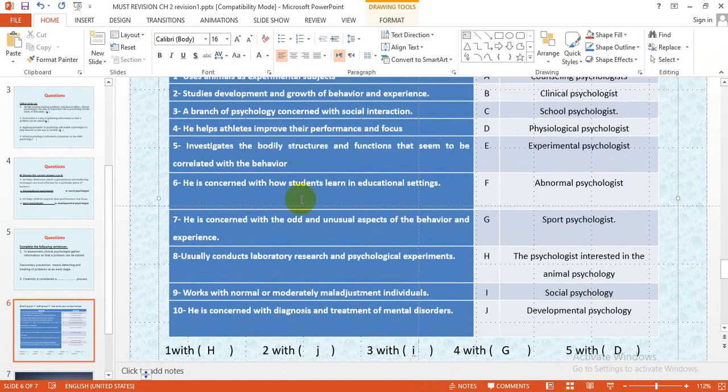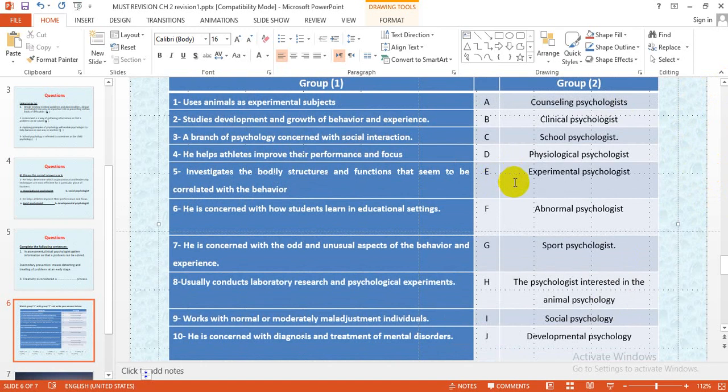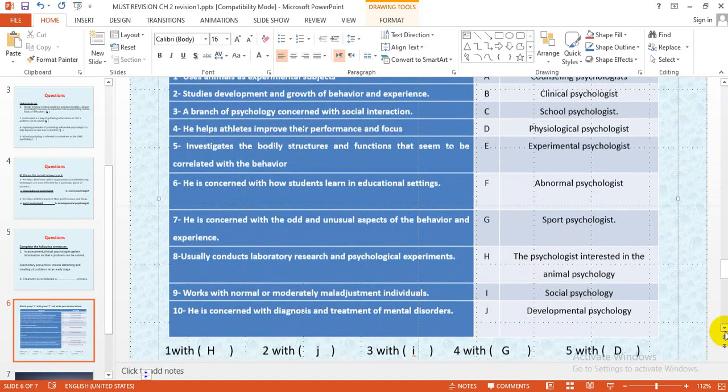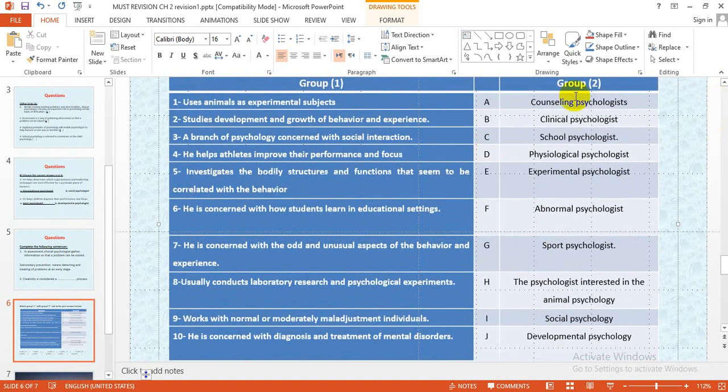Number six, he is concerned with how students learn in educational settings. Educational settings, we are talking about the educational psychologist. Counseling, clinical, school. School psychologist also is correct.